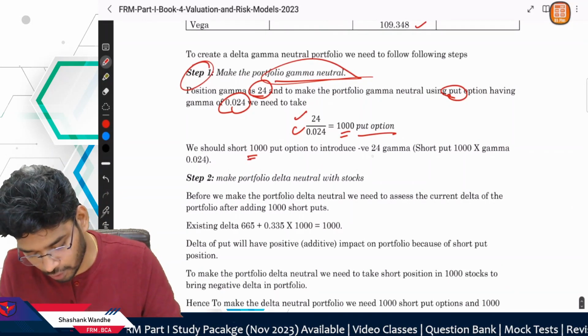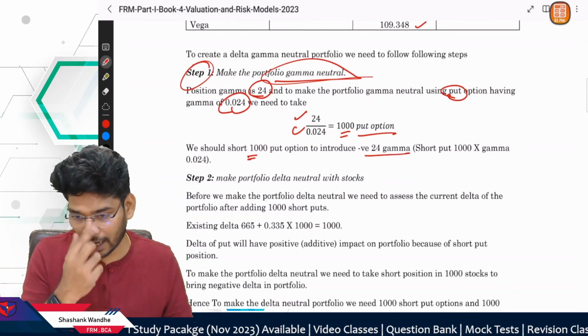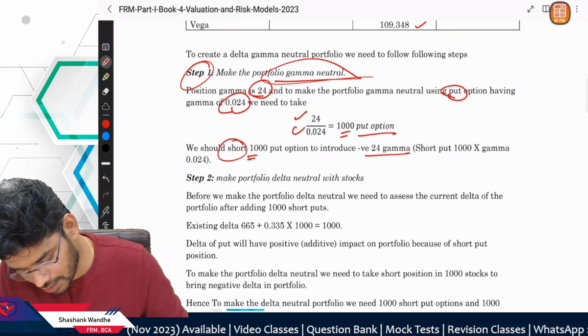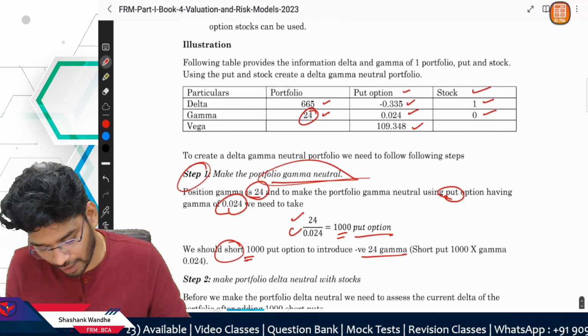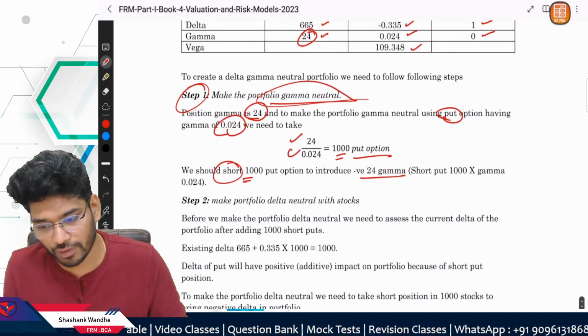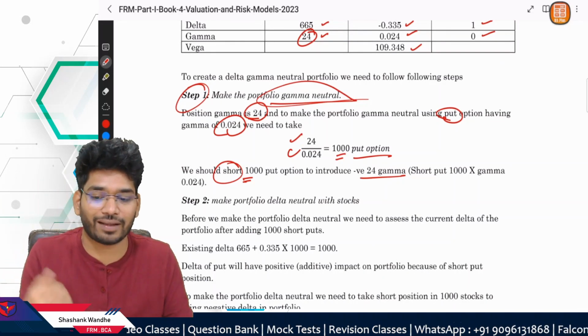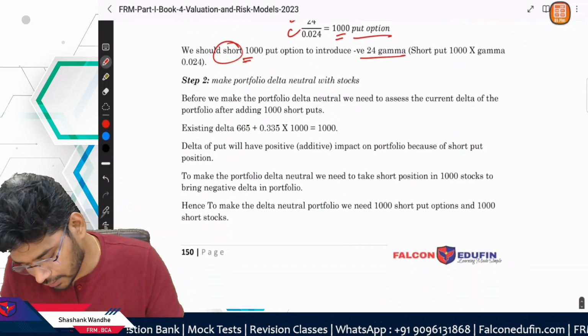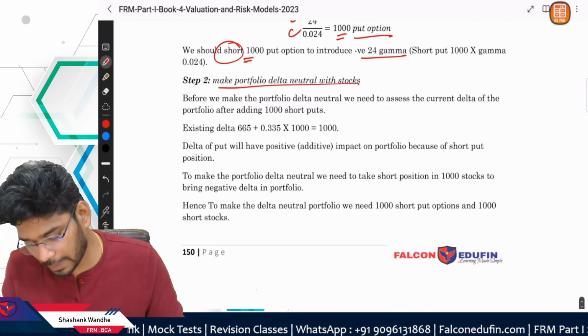What we need to do, long or short? We have to short. Why? Because currently position gamma is positive and we want a negative gamma. So we will take the short position. If we take the short position, then it will bring the positive delta. Now we will make the portfolio delta neutral.